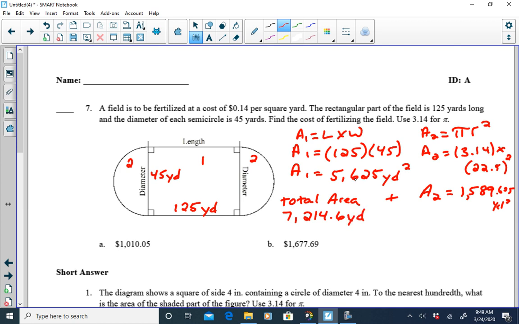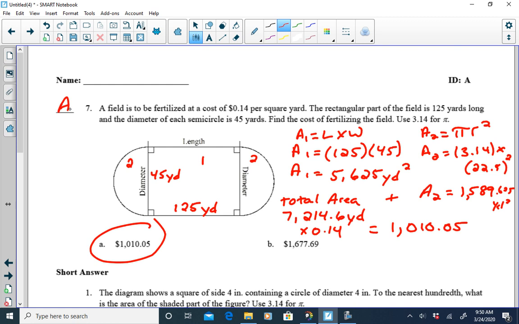Now, they're asking about the cost. The field is to be fertilized at a cost of 14 cents per square yard. So if I want to find the cost, I just have to take our total area and multiply that by 14 cents. And we wind up with $1,010.05. That's going to be equal to $1,010, and if we round to the hundredths, 5 cents, and that's going to be answer A for question 7.